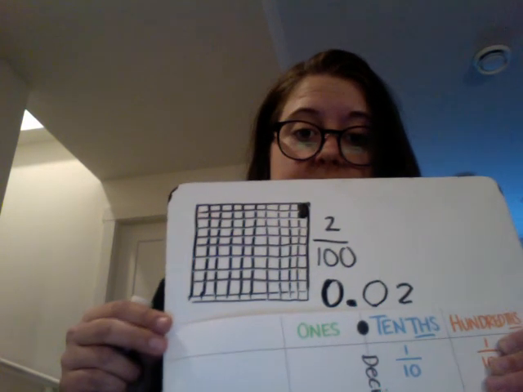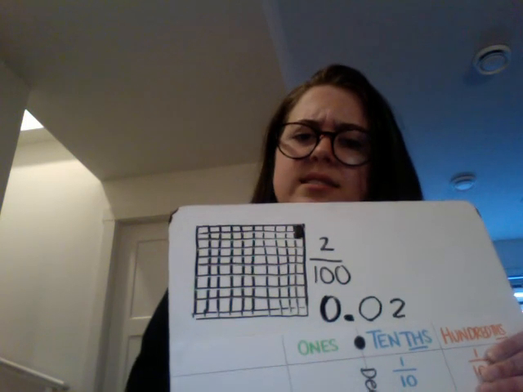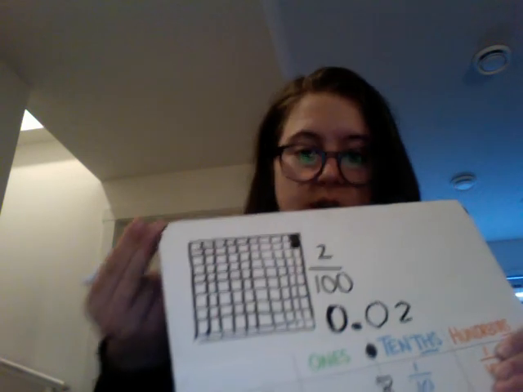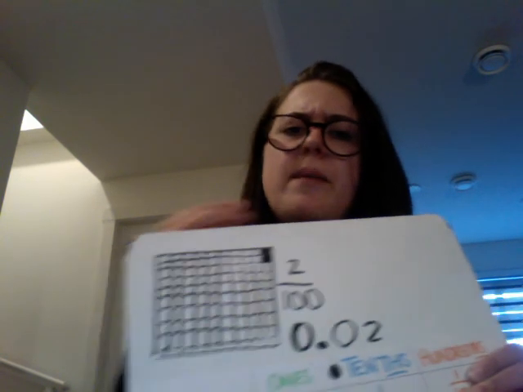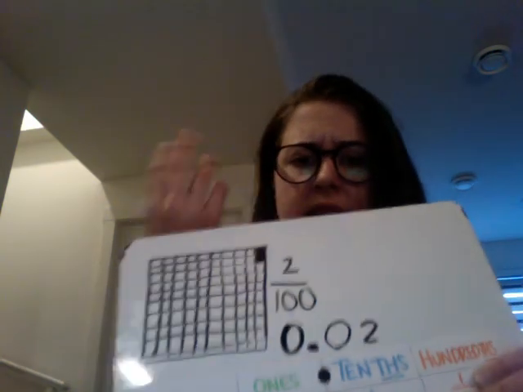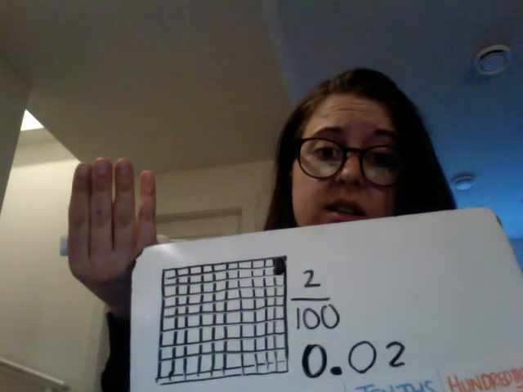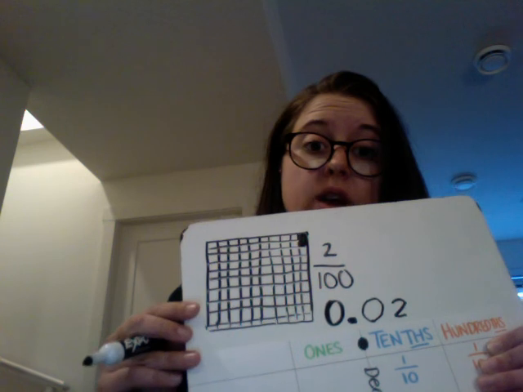0 and 2 hundredths. Notice how I don't say 0 and 0 tenths 2 hundredths. That would be way too confusing. Again, I'm trying to be minimal in my speech, but I want to make sure that I'm expressing my meaning. Okay, so 0 and 2 hundredths would be the correct way to read this. Okay, so let's go through one more example together before I send you off to do some work.